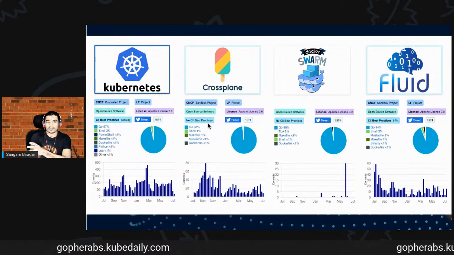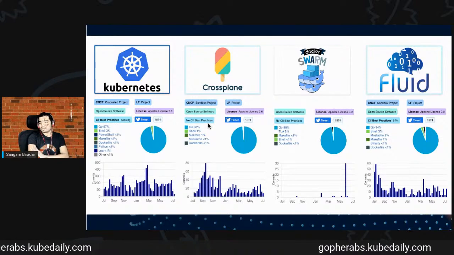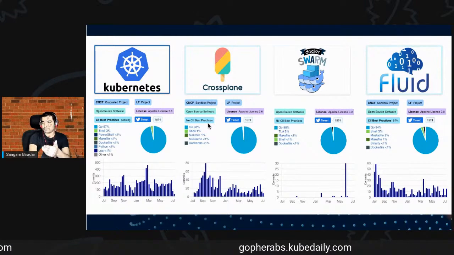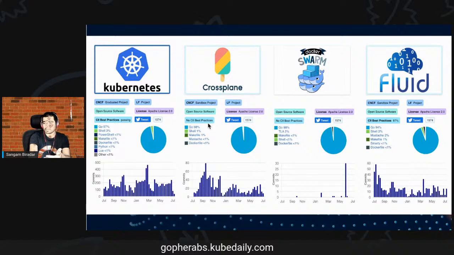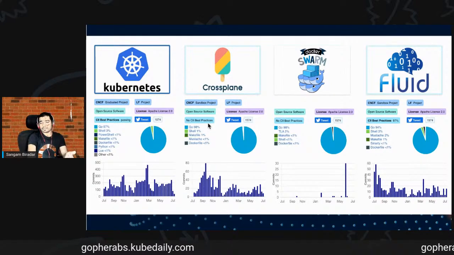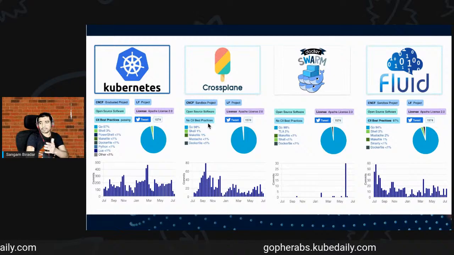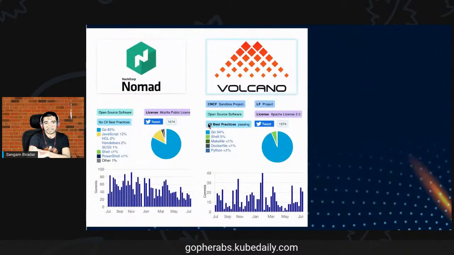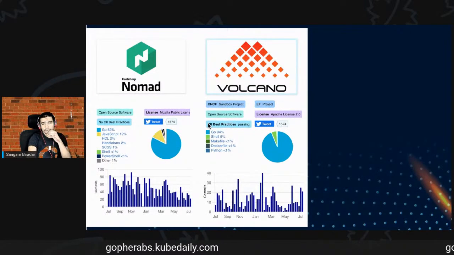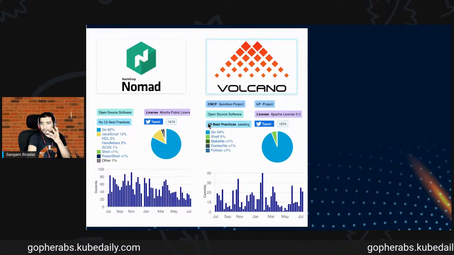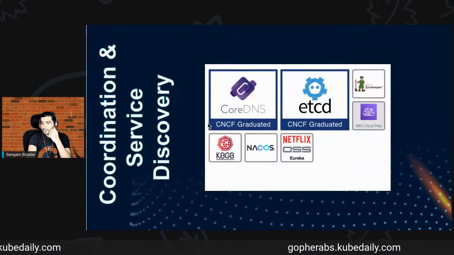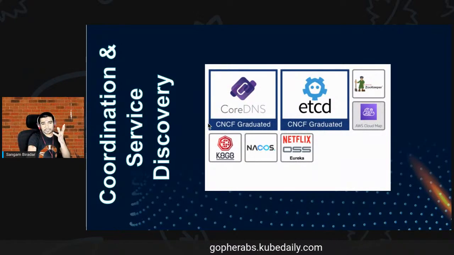Another is Docker Swarm. Docker Swarm is one of the orchestration engines from Docker, and you can check it out. 98% of the code is written in Go. Fluid, Nomad from HashiCorp, Volcano, for tool. And let's move to coordination and service discovery.